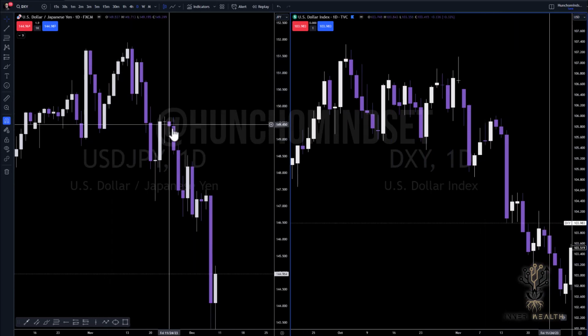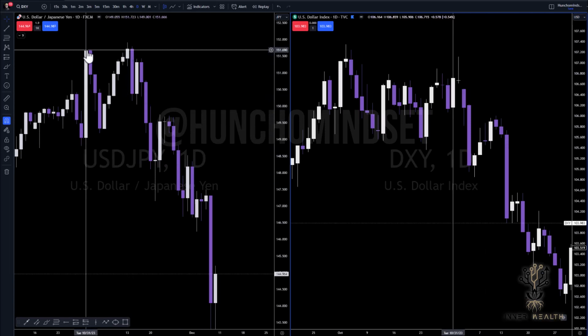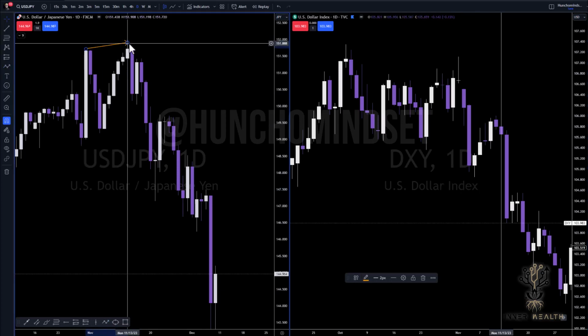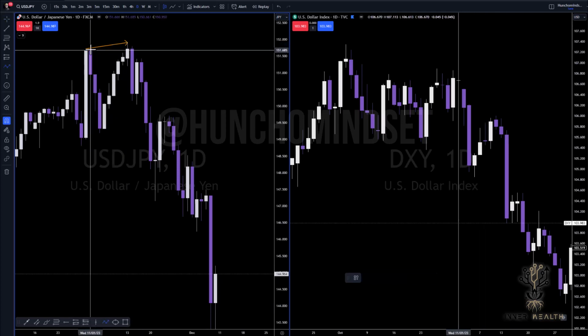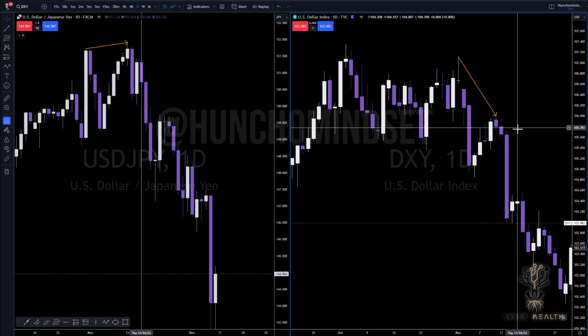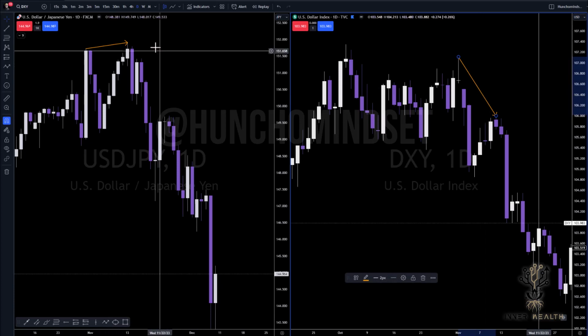So UJ, they don't have the best of correlations, right? Because look at this high right here, and look at that high right there on the Japanese yen or UJ, and then over here, the same high over here. Look at the cursor. So they don't have the best of correlations. You guys will find differences.